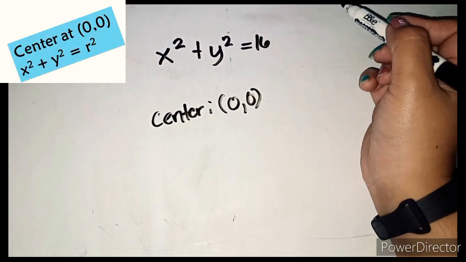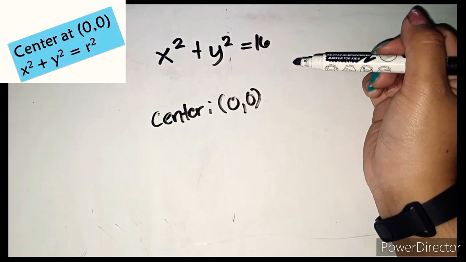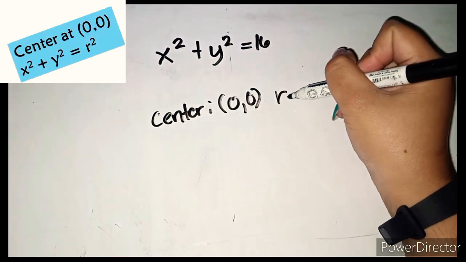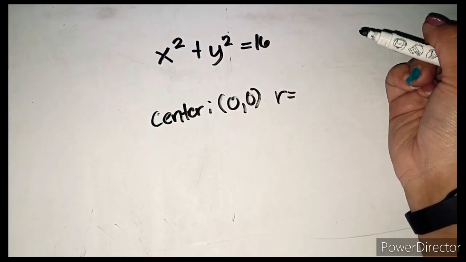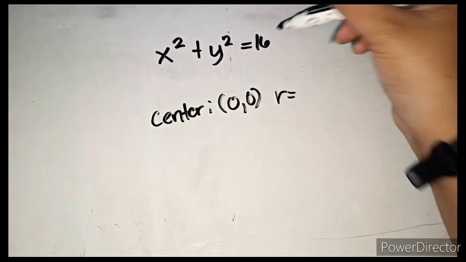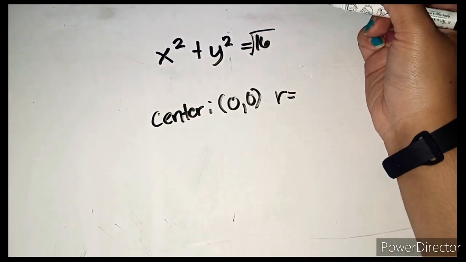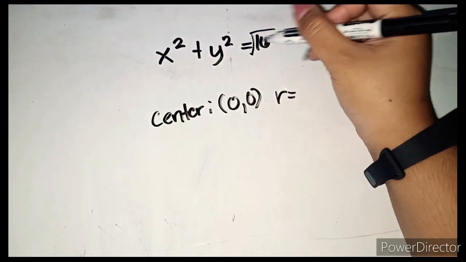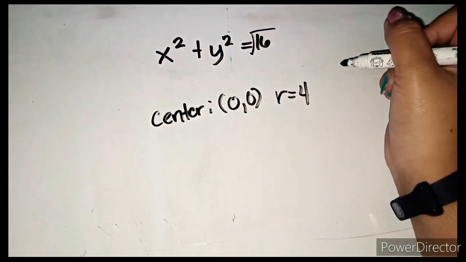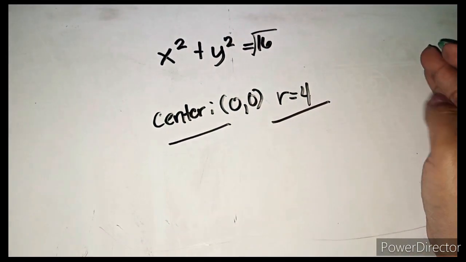Kasi wala tayong i-isolate, wala tayong hahanapan ng third term, wala tayong hahanapan ng value ng x and y. So, ano na lang yung gagawin natin? Hahanapin na lang natin yung radius natin. Again, dun sa mga previous example, anong ginawa natin? We just simply find the square root ng nasa labas ng equal na number. So, we have square root of 16 ay 4. Okay? So, our center now ay 0, 0 and the radius is 4.